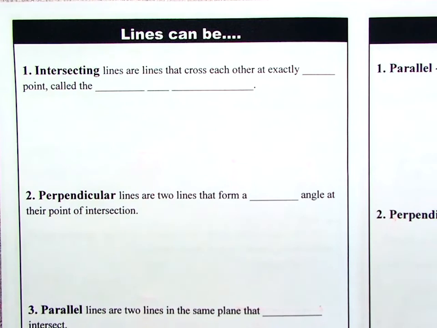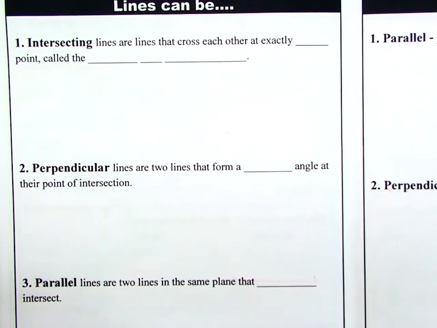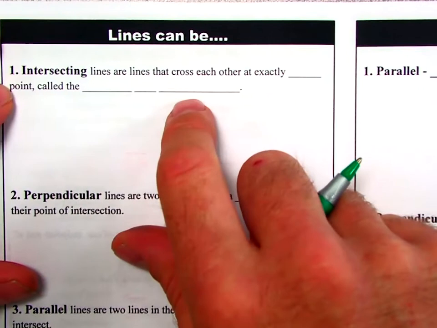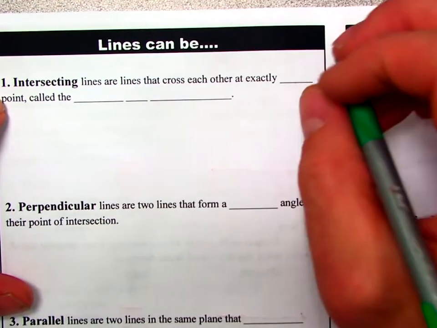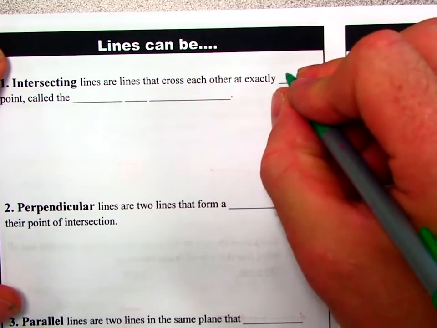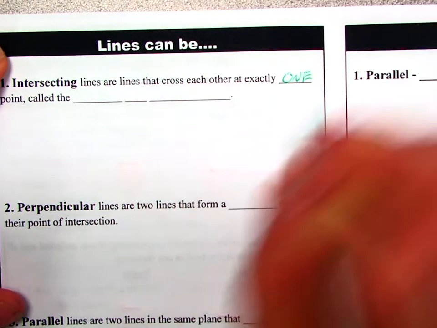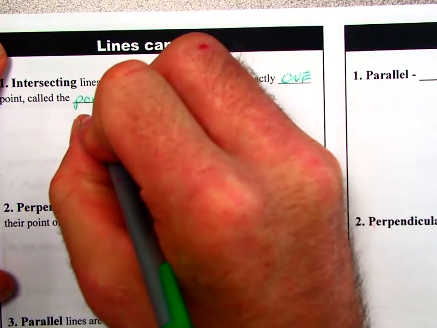All right, lines can be and planes can be. Lines can intersect, they can be perpendicular, they can be parallel, or they can be skew. So when we have lines that intersect, they cross at exactly one point, and that point is just called the point of intersection.